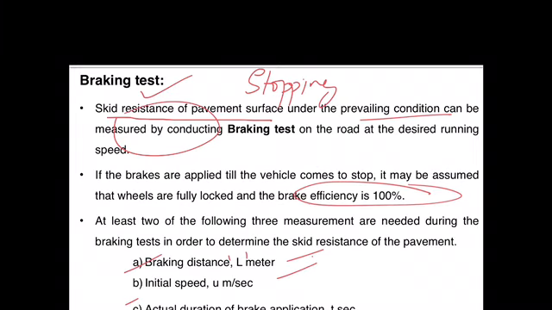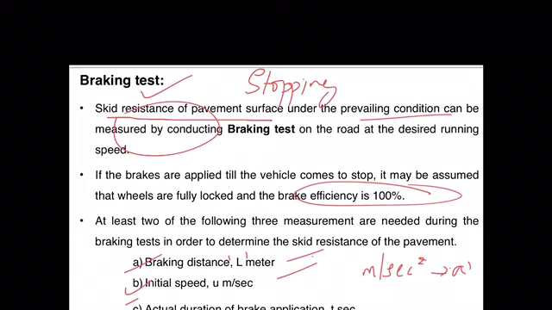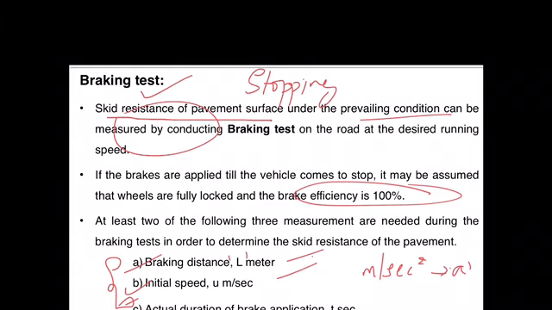The next parameter required is the initial speed, that is, the speed at which the vehicle is traveling before the application of the brakes. Or you should have details about the acceleration of your vehicle, the rate of acceleration, in meters per second squared, represented by the letter A. So if you have any two data among these three: the braking distance, initial speed, or the acceleration.